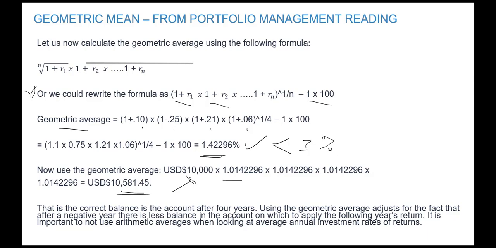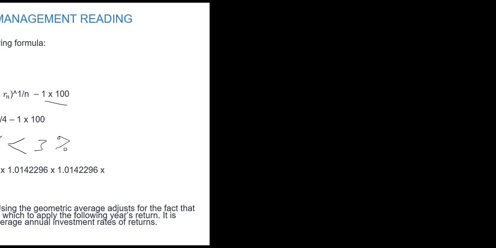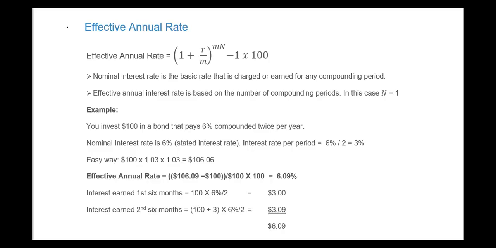So it's important not to use arithmetic averages when looking at average annual investment returns. I hope this example has helped you understand the importance of using the geometric mean, the geometric averages. The next thing we're going to look at is the effective annual rate.